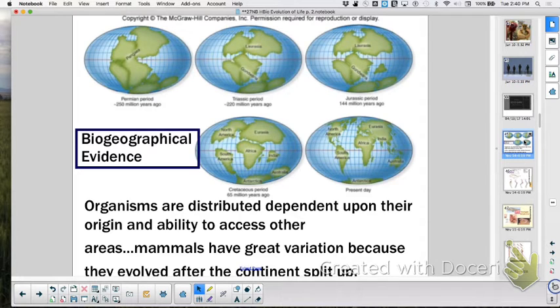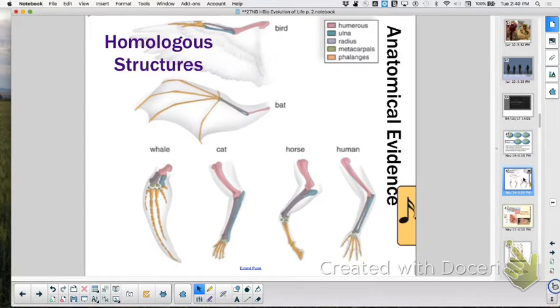We then went on to talk about anatomical evidence. And there were three pieces of anatomical evidence. See if you can remember all three in your head. Don't say them out loud. Just see if you can remember. Put them in alphabetical order. What one would you say first?